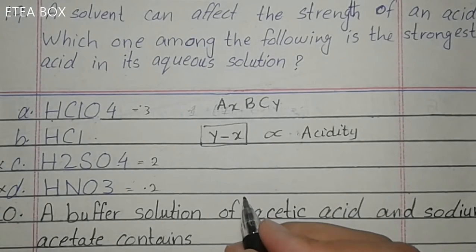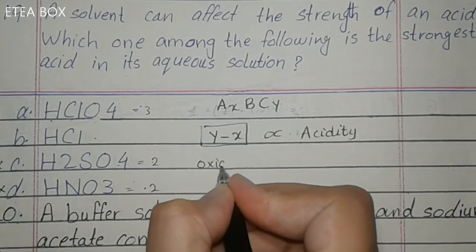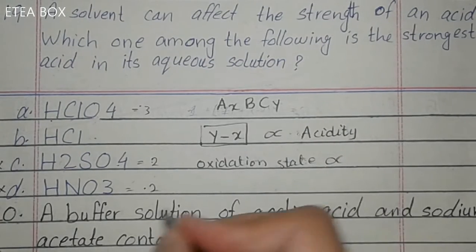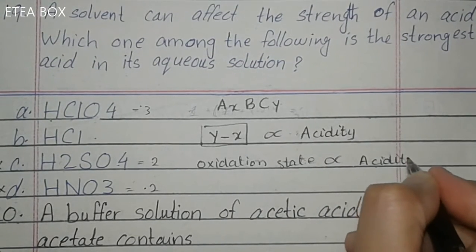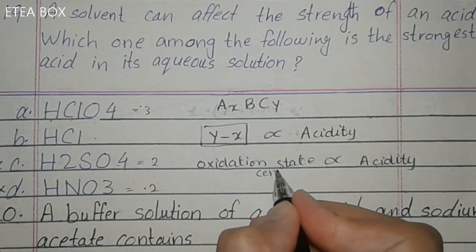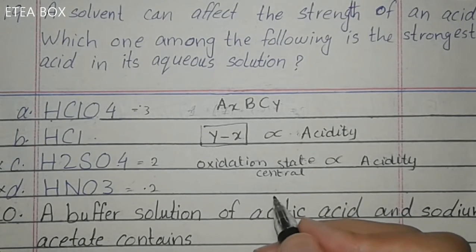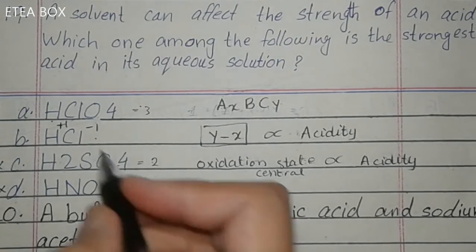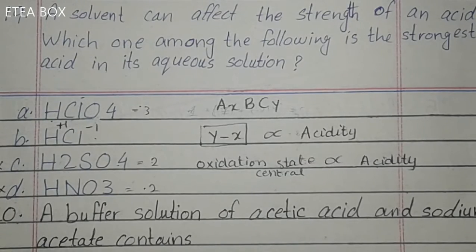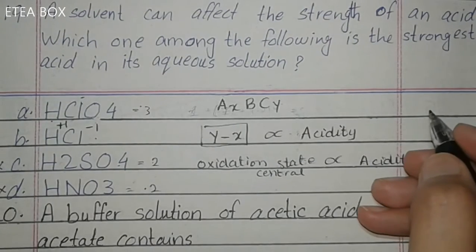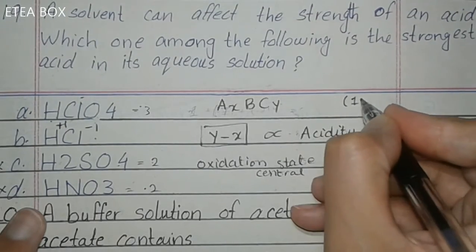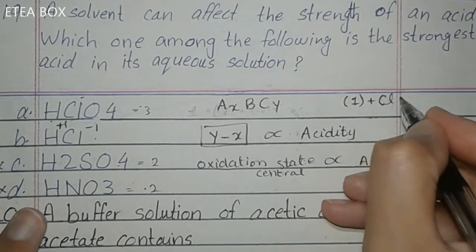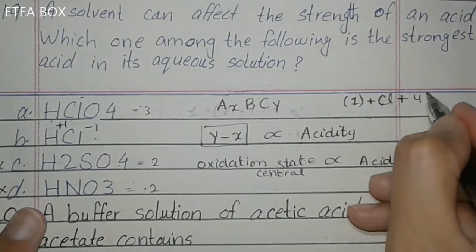Now look at here. The next method is what? Oxidation state. The oxidation state of the central atom is directly proportional to acidity. Now we know that here Cl is negative and H is positive. Let's find the oxidation state of Cl. We know that hydrogen is 1 plus, and we have to find the Cl. So Cl plus 4 into minus 2.